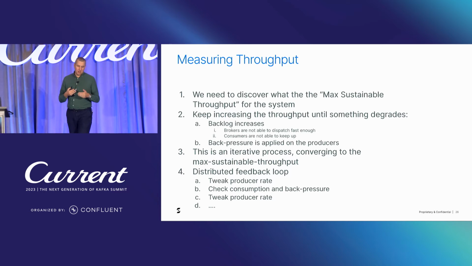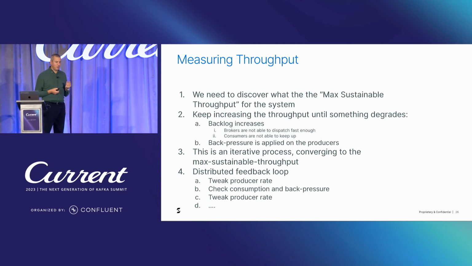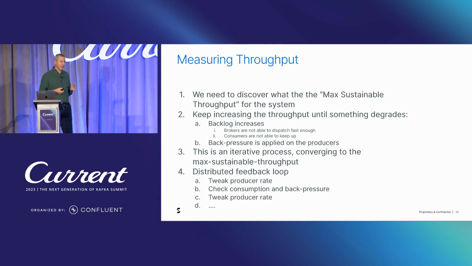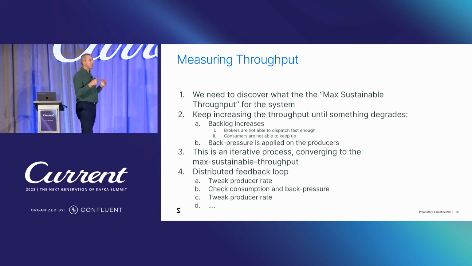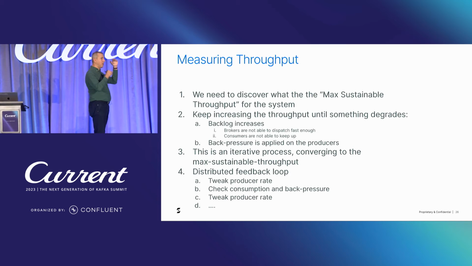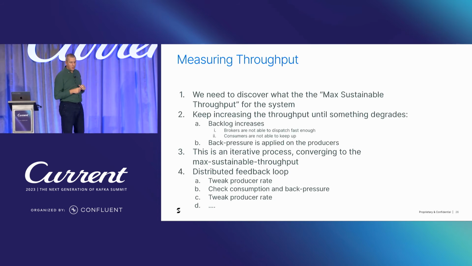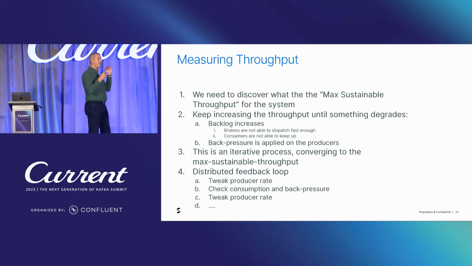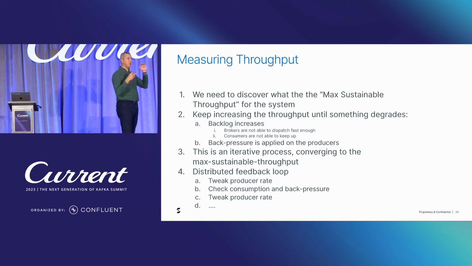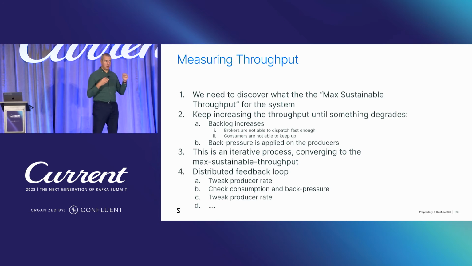Essentially, it is like a feedback loop here. And there are basically 2 different metrics that we look at. One is that we increase the throughput and the backlog increases. Basically, consumers are falling behind. That means that we went too high, so we have to step down. The other part is back pressure. If producers are getting back pressure, that means that we are also too high, right? We set the rate too high, so we have to step down.